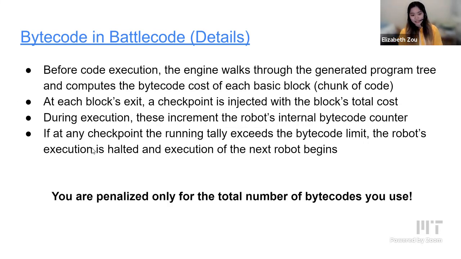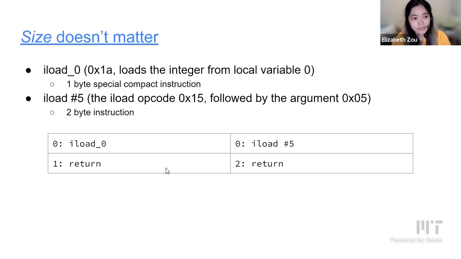And then a thing you can notice is that you're only penalized for the total number of bytecodes you use. You're not penalized for how many bytecodes each specific line uses, or how many function calls you're making, or how long your code runs. We're not penalizing you for having very inefficient, long runtime code. You're only penalized for the number of bytecodes you use. So these are some things to keep in mind if you want to optimize your code's bytecode usage.